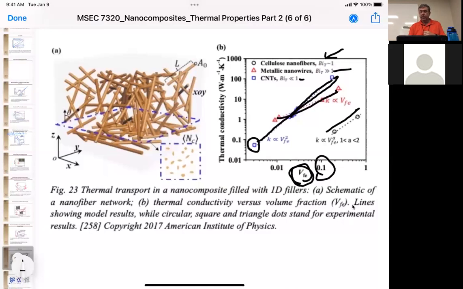And the thermal conductivity range here is actually significant. It's going from 0.1 to 100. That's 3 orders of magnitude.